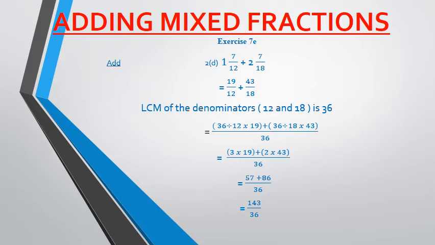Now this answer is an improper fraction. So first we will change it into a mixed fraction. So what do we get? We get 3 35 by 36, and this is our final answer.